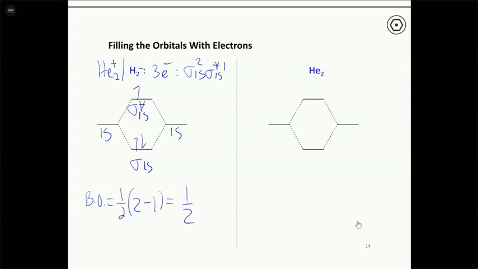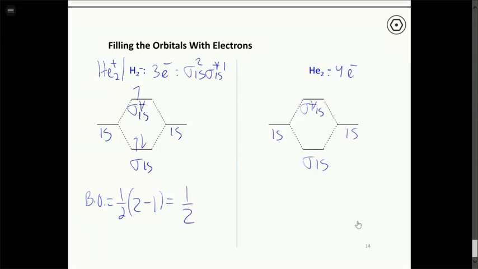And then finally, the last one that I'll give you is He2. So He2 has 4 valence electrons. Each helium has 2. It's atomic number 2 in the periodic table. So the only orbitals involved are 1s again. So we form a sigma 1s and a sigma star. Now we have 4 electrons to put into our diagram. Each orbital can only hold 2, so we put 2 there and 2 there. And then if we predict the bond order for this case, we have 1/2. We have 2 electrons in our bonding orbital. We also have 2 electrons in our anti-bonding orbital, so 2 minus 2 is 0.